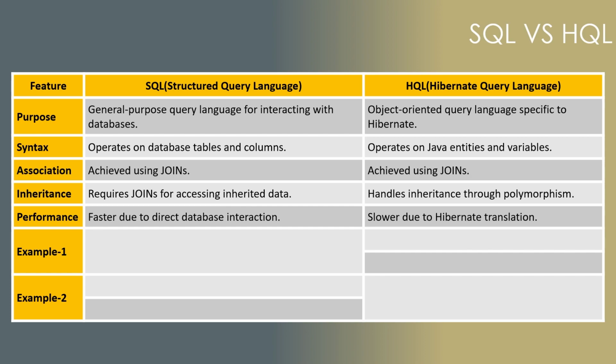Now the performance. Here I will say that obviously SQL is going to be faster. Why? Because it is directly going to operate upon your database. On the other hand, HQL is going to be slower. Why is HQL going to be slower? Because whenever you write an HQL and execute your code, Java first of all converts your HQL to SQL, and then that particular SQL will be executed on your database.